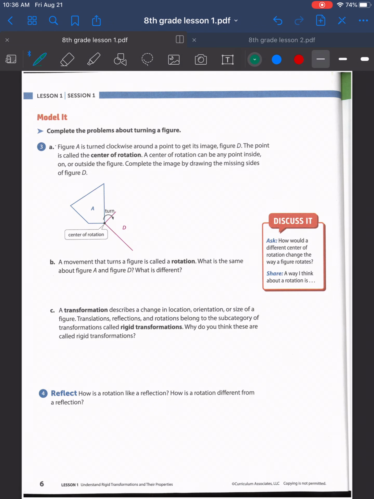Page 6. All right, figure A is turned clockwise around that point right there. Remember I told you that they kind of stay at one point and pivot, like in basketball you pivot with your foot. It kind of pivots at that point, okay? The point is called a center of rotation. A center of rotation can be any point inside, on, or outside of the figure. Complete the image by drawing the missing sides of figure D. Okay, so remember, you got to be a little artistic in your mind.